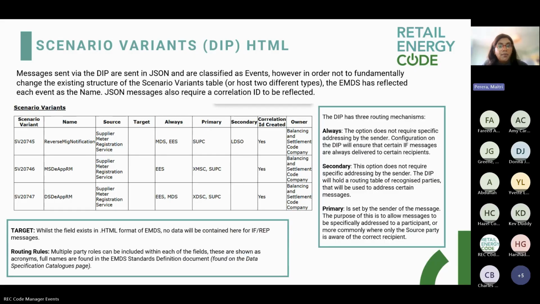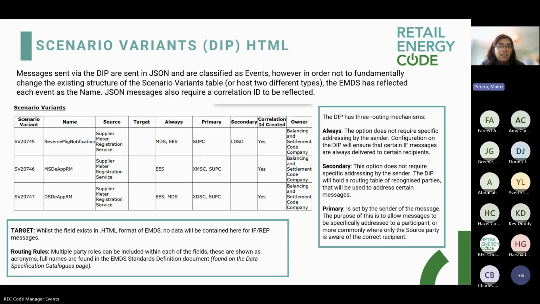So let's look at scenario variants in HTML on this screen, which is formatted for DIP messages. Messages sent via the DIP are classified as events and use JSON. To avoid changing the existing structure of the scenario variants table, EMDS reflects each event as the name. Additionally, JSON messages now require a correlation ID to be included.